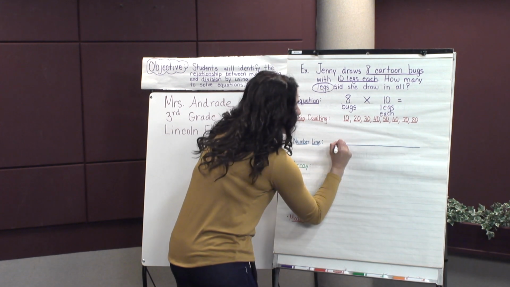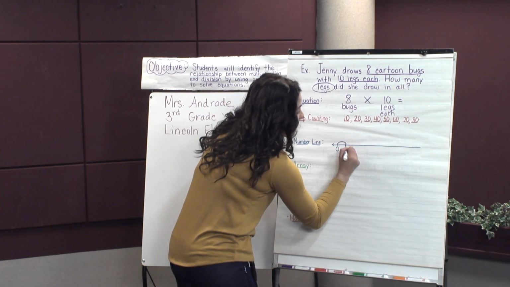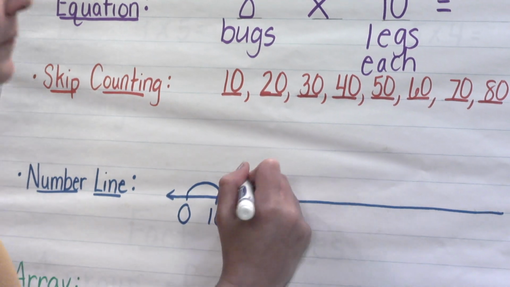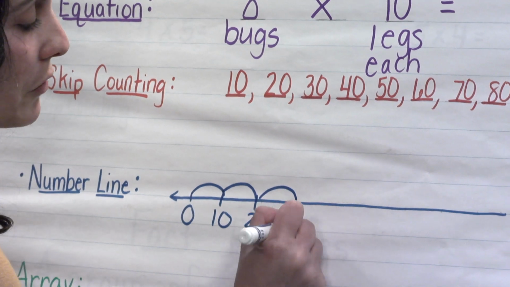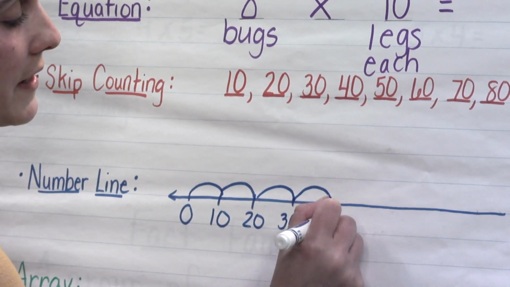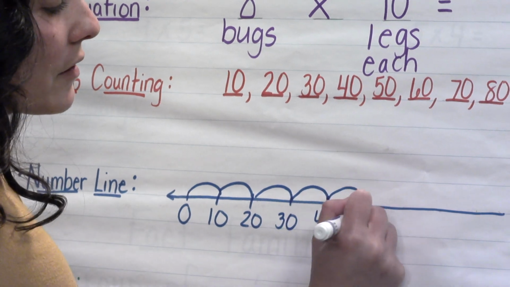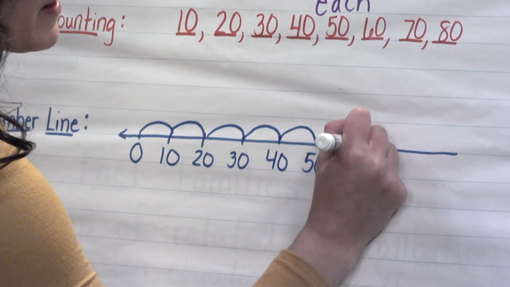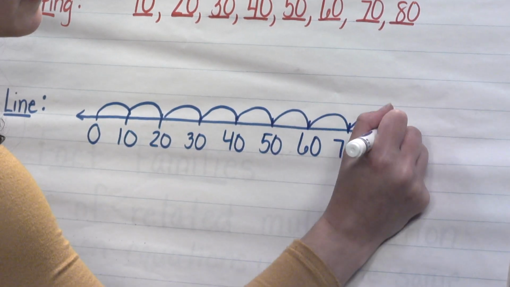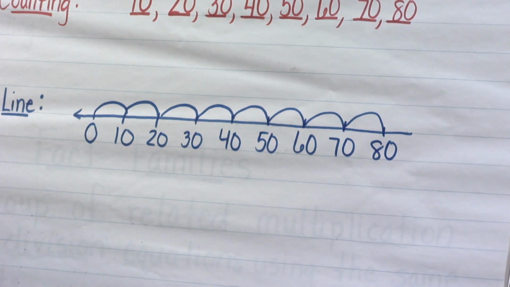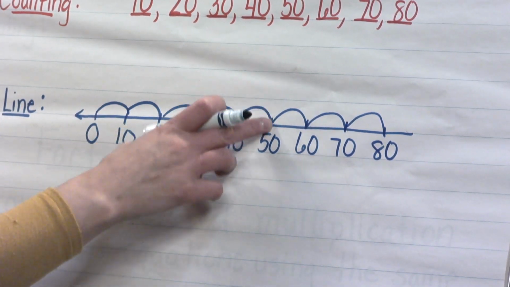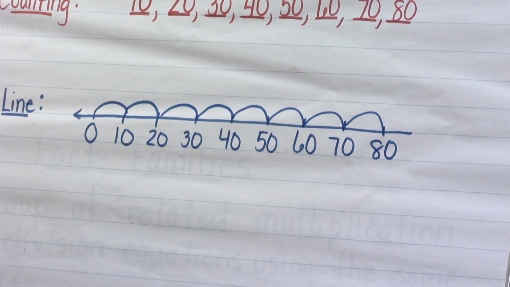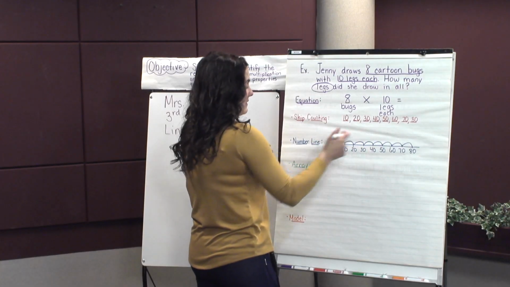So my first jump for my first bug would be 10. My second jump would be 20. That's 2 bugs. My third jump would be 30. 40, there's 4 bugs. 50 is 5 bugs. 60 is 6 bugs. 70 and 80. So I have 8 jumps, 1, 2, 3, 4, 5, 6, 7, 8, with 10 in each. 8 jumps of 10 represents the 8 bugs and the 10 legs.